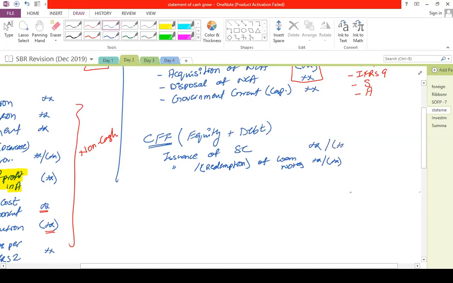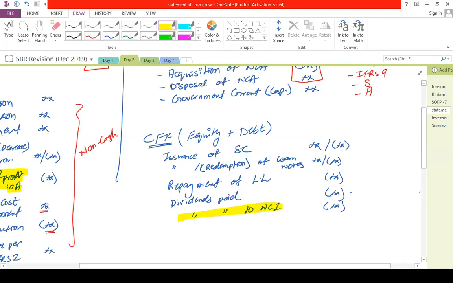If the company is buying back its own shares, that is also a cash outflow. Any repayment of lease liability is also a financing activity. Any dividends paid will also be a financing activity. And any dividends paid to NCI will also be a financing activity. This is something we're going to discuss in a while. So this is how we calculate the operating, investing, and financing activities.